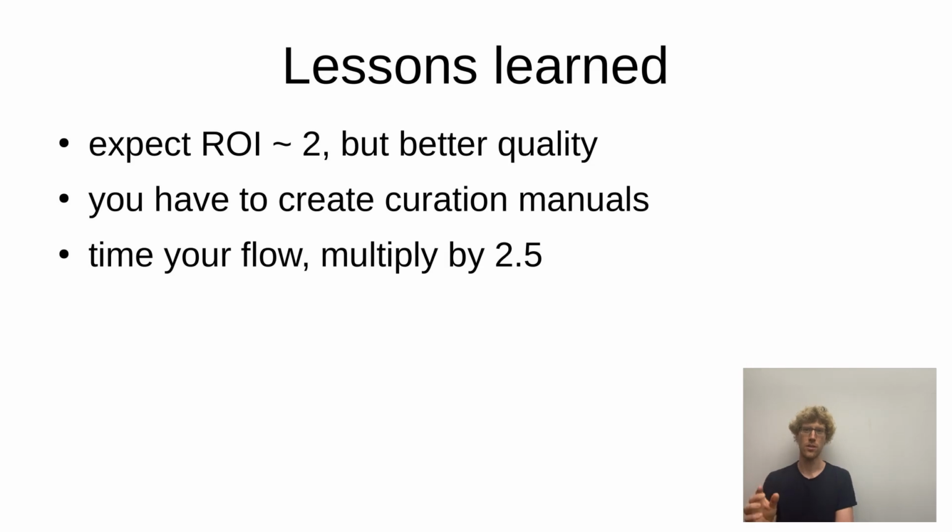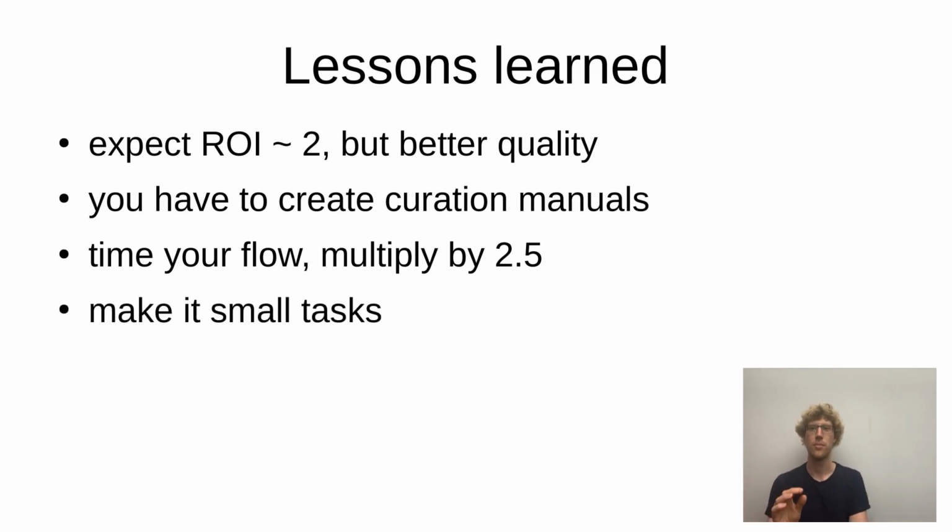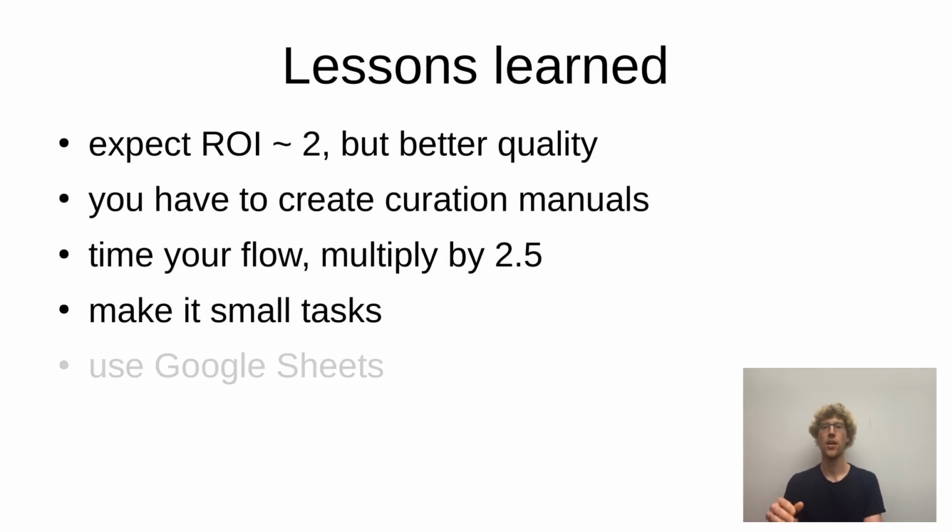Time your flow, and then multiply it with a factor of 2.5 or even 3 to get a more realistic estimate. Make the tasks as small as possible, because that will allow people to do it in the breaks they have. If it's 2 minutes long, the task, perfect. If it's an hour, no one's going to do it. Use Google Sheets, even if it feels wrong. Git, for example, does have a very high technical threshold.